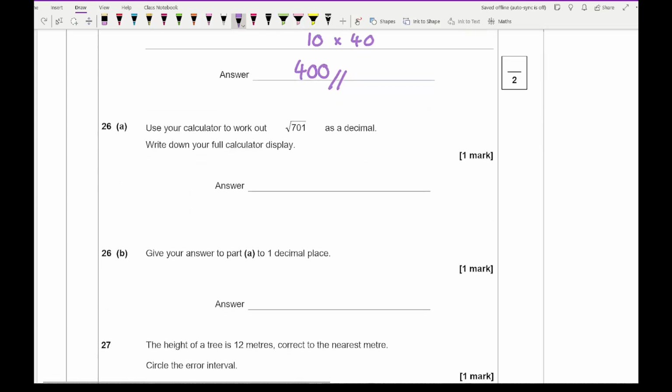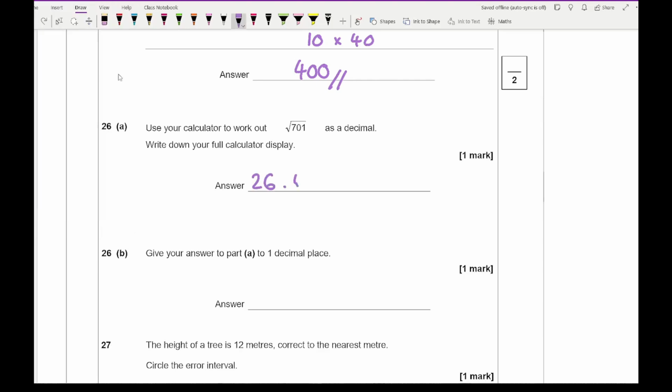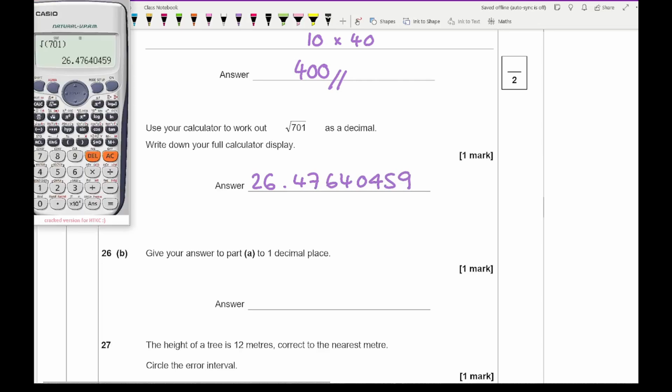Then for question 26, it says use your calculator to work out the square root of 701 as a decimal. Write down your full answer on your calculator display. So if I just load up my calculator, which may take a couple of seconds, there we go. So if I just press square root 701, just close the bracket because it comes up on mine. And then all I want to do is just copy that number. So it's 26.4764045 9. And just double check to make sure that I've copied that correctly, and yes, I have.